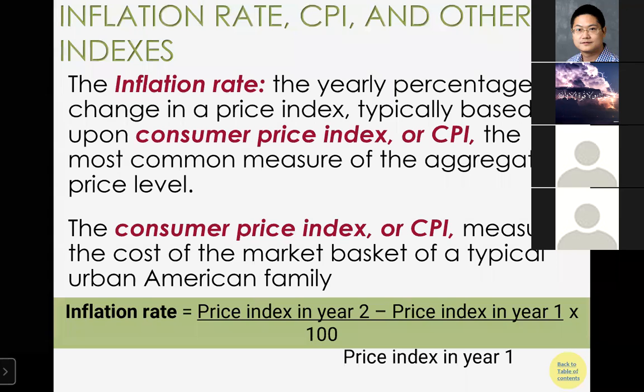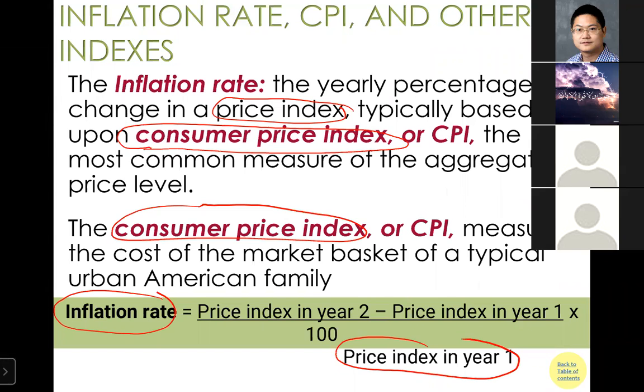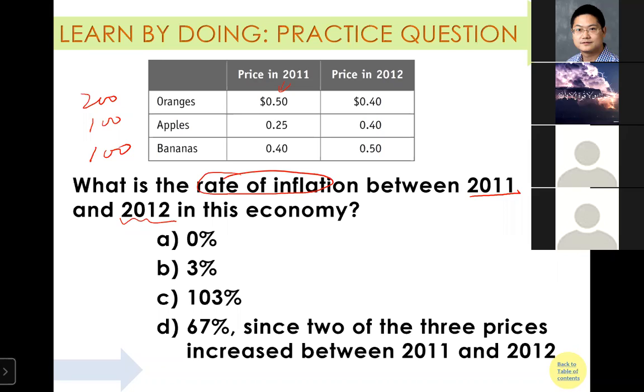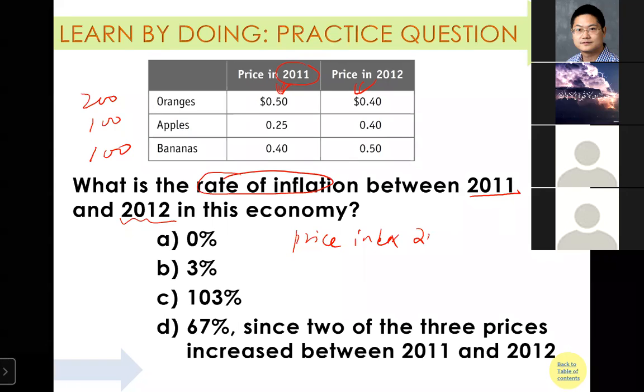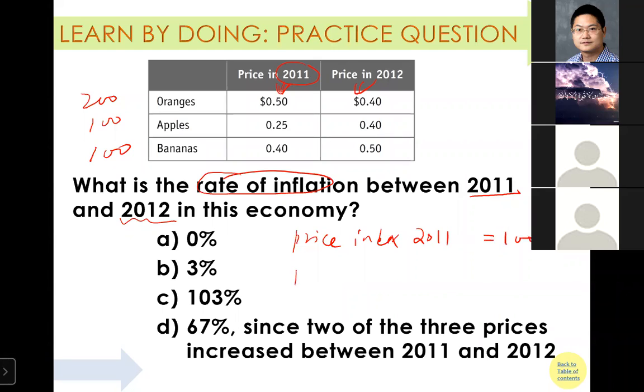So look at the formula, right? So we need to find a price index in 2 years. And then essentially we just find out the percentage change in price index. Okay, and then we need to calculate the price index in both years. So because 2011 is used as base year, the price index of 2011 equal to 100. Price index 2012 equal to 103. That is coming from the calculation we have done in the previous example.